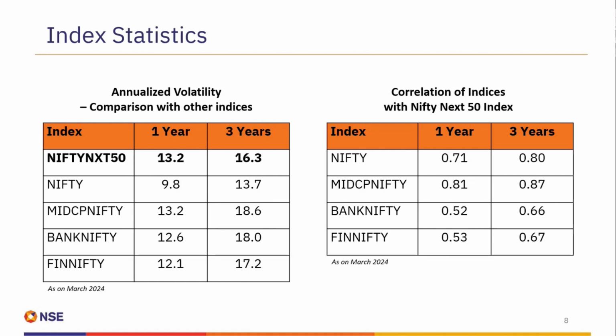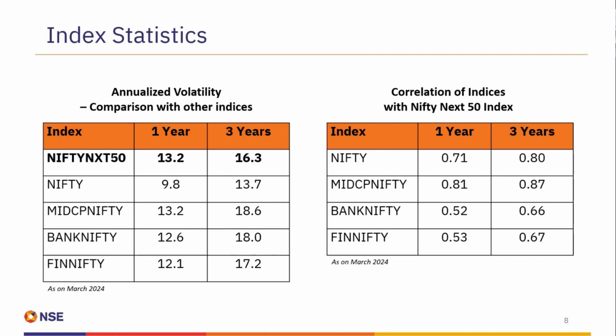In terms of beta also, the beta is almost 0.95 with the Nifty 50 index. The index volatility of Nifty Next 50 is almost comparable with that of mid cap, and it is higher as compared to Nifty. As you can see, in the last 1 year, the Nifty Next 50 annualized volatility stood around 13.2%. In contrast, the Nifty 50 index volatility was marginally lower than 10%. During the same period, mid cap Nifty volatility is almost 13.2%, which is comparable with Next 50.